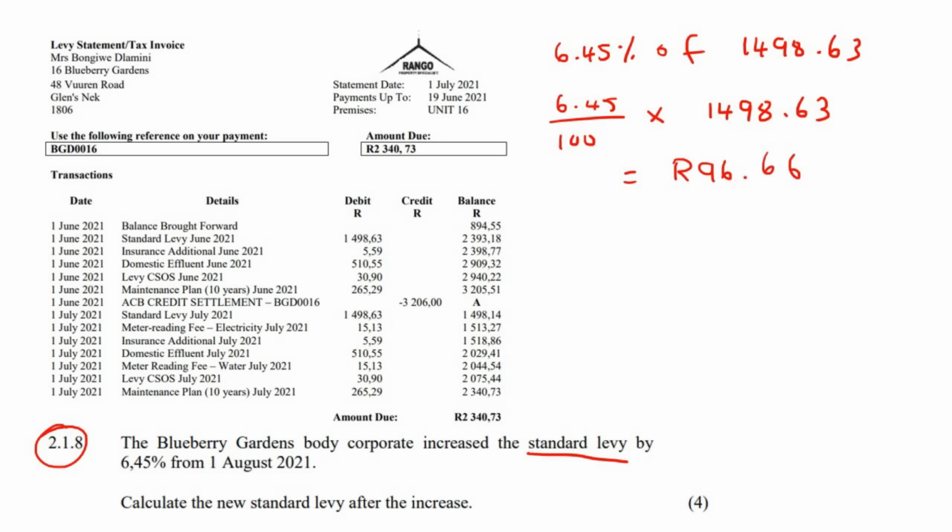So what will the new levy amount be? Well, it's going to be 1498.63. Then we're going to add that to 96.66, and that'll give us, here we go, 1595.29. That is the new levy amount.